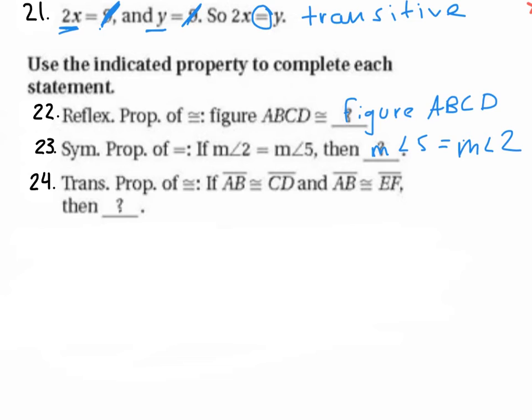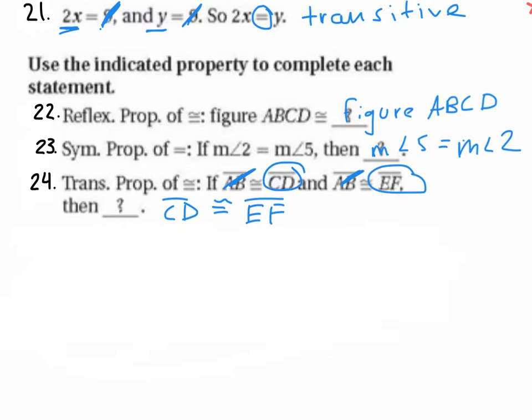Okay, and 24 says we're going to use the transitive property of congruence. So if AB is congruent to CD and AB is congruent to EF, then what did you say? CD is congruent to EF. Perfect. So we have the ABs that are in common. We got rid of those and just set the CD equal to EF.